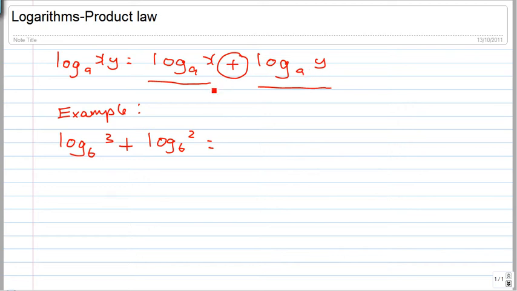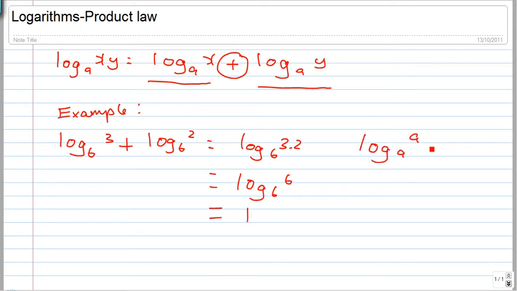Now you want to simplify this. Since they are of the same base, what you can do is log base 6 of 3 times 2, isn't it? And what you get is log base 6 of 6. Log base 6 of 6 will just give you 1. So if you remember this law, log base a of a will give you 1. So this is just one example of how you do it.